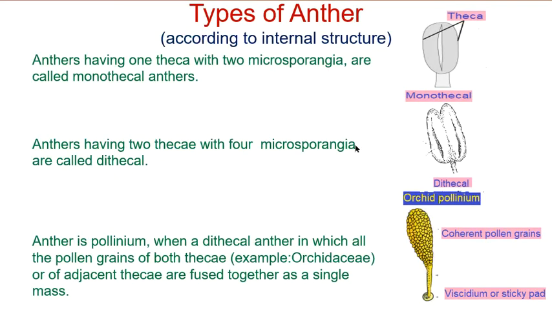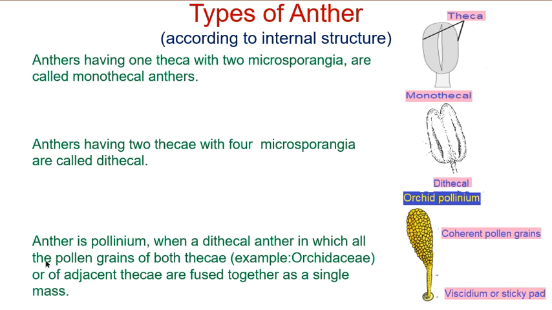Moving forward, types of anther. There are many types of anther. If we categorize according to internal structure, anthers having one theca with 2 microsporangia are called monothecal anther. This is the monothecal anther diagram. Anthers having 2 thecae with 4 microsporangia are called dithecal. This is the dithecal anther.